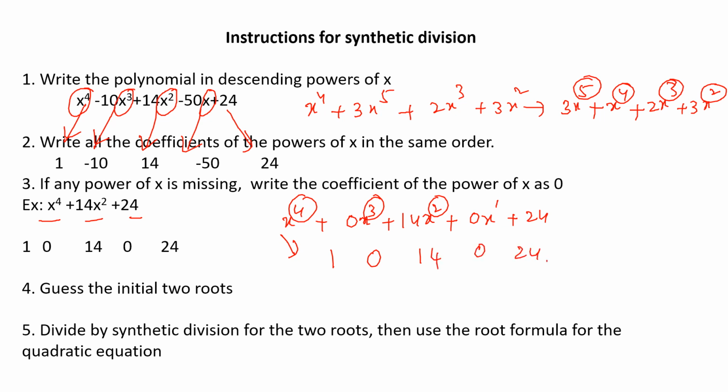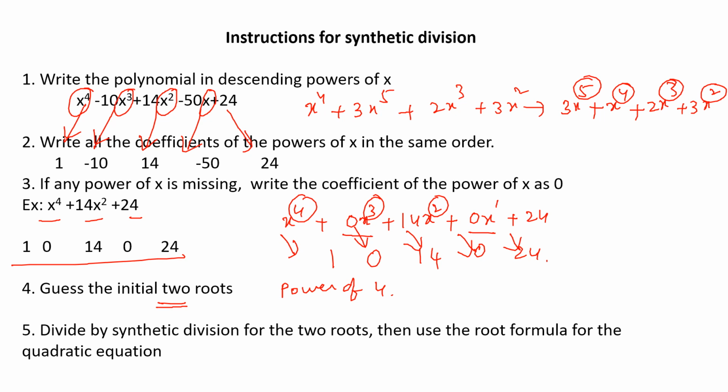Do you understand? If you don't have consecutive powers of x, then you have to place 0 as a coefficient, and that same place has to be followed in the first step of synthetic division. So in the same order we have to write 1, 0, 14, 0, 24. This is our first row of synthetic division, the first step. After this, we have to guess two initial roots for the power of 4.